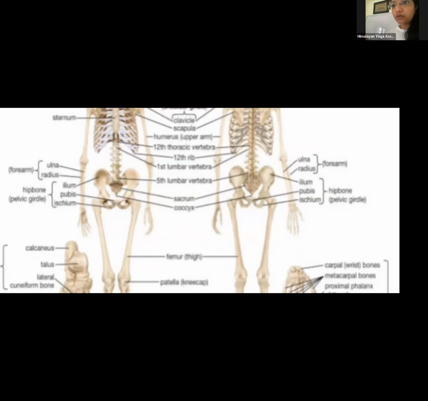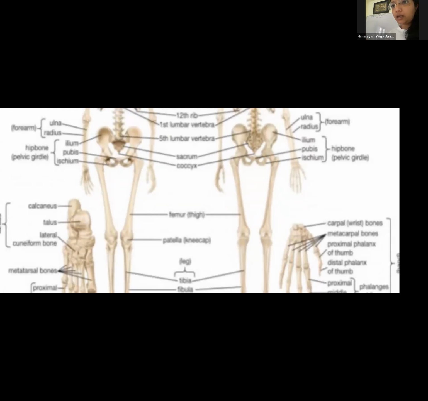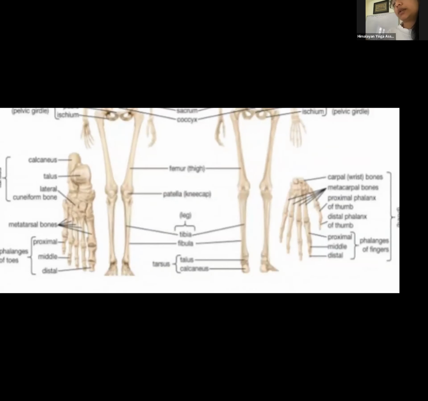Then we have the 12th rib and 12th thoracic. Like in the vertebral column we have 12 bones, in ribs also we have 12 pairs. Then we have 5 lumbars, then sacrum, then coccyx. Then comes the arms, legs.